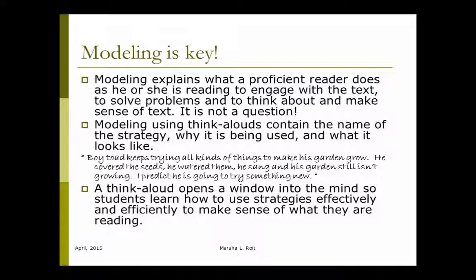So I've included here a little model of a think aloud. They don't have to be complicated. They don't have to sound stilted, but this is from Frog and Toad, and it can go something like this. Boy, Toad keeps trying all kinds of things to make his garden grow. And if you know the story, Frog and Toad, he sings to it, he waters it, he looks at it, he just tries everything to make his garden grow. So the author, Arnold Lobel, has given us these clues. He's covered the seeds, he's watered them, he sang, and his garden still hasn't grown.